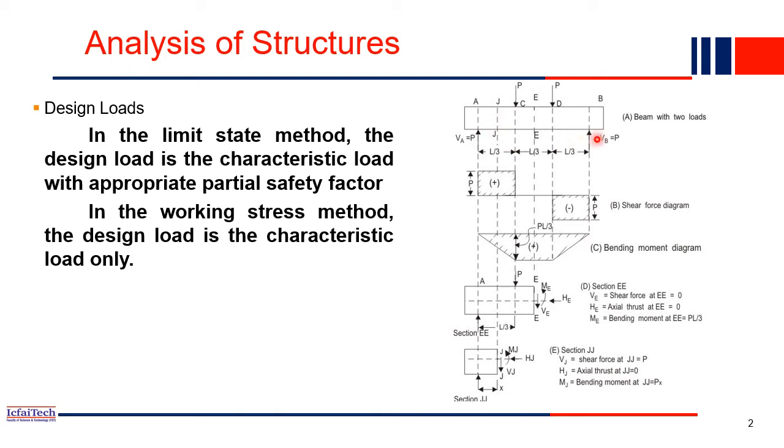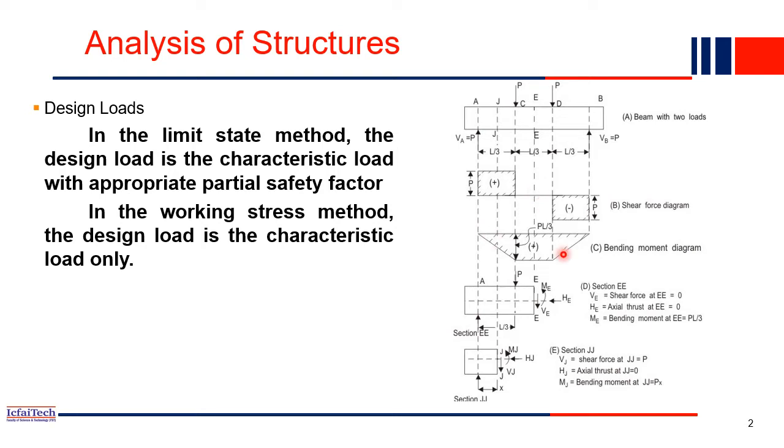Here, this is a simply supported beam with two loads acting, P1 and P2. You can easily draw the shear force diagram, which will typically look like this. Shear force will be maximum near the support, and minimum at the center of the beam. Similarly, this is the bending moment diagram. Bending moment is maximum at the middle of the span, whereas near the support, bending moment is 0.